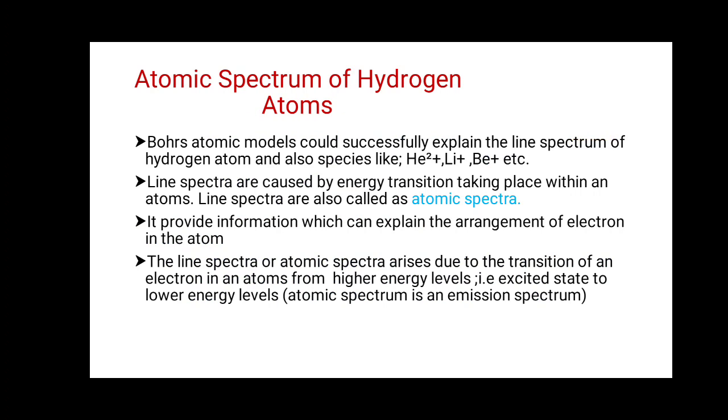Atomic spectrum of hydrogen atom. The Rutherford model failed to explain the discontinuous or discrete lines. According to the Bohr atomic model, it could successfully explain the line spectrum of the hydrogen atom and also species like helium, lithium, beryllium, etc. Line spectra are caused by the energy transition taking place within an atom. Line spectra are also called atomic spectra.